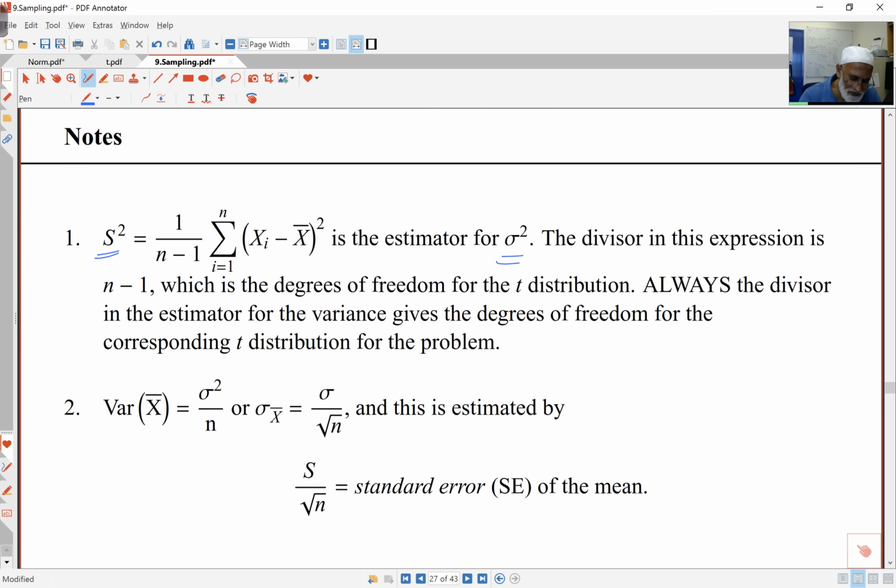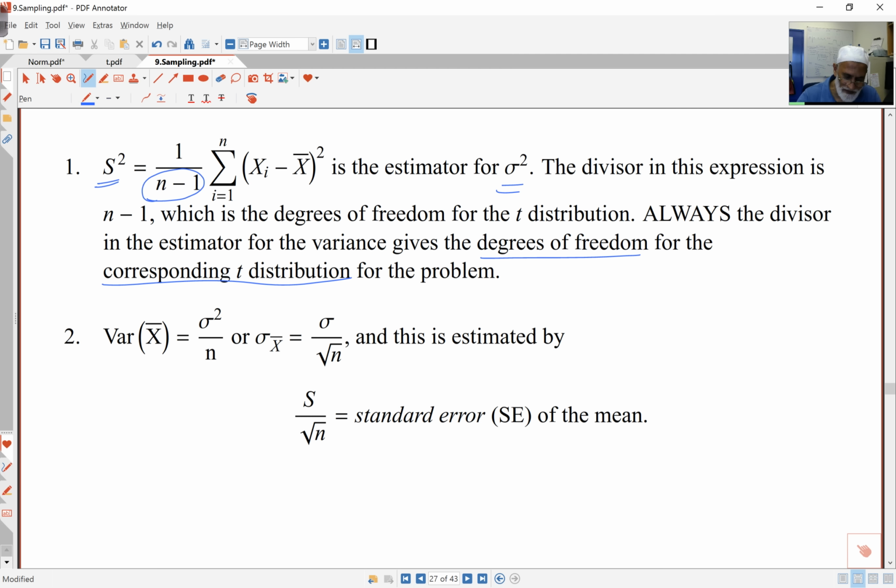Now, if you look at what this works out here, I'm dividing here by n minus 1, and this is the degrees of freedom that I'm getting for my t distribution. That's always the case. Whatever I divide by here to get my estimate of variance will be the degrees of freedom for the corresponding t distribution. Whatever situation we look at, you'll find this is consistent.